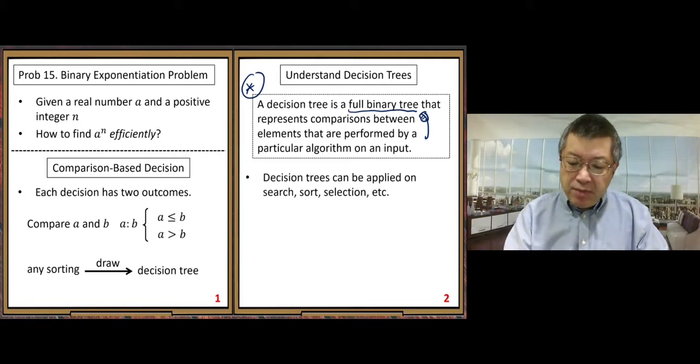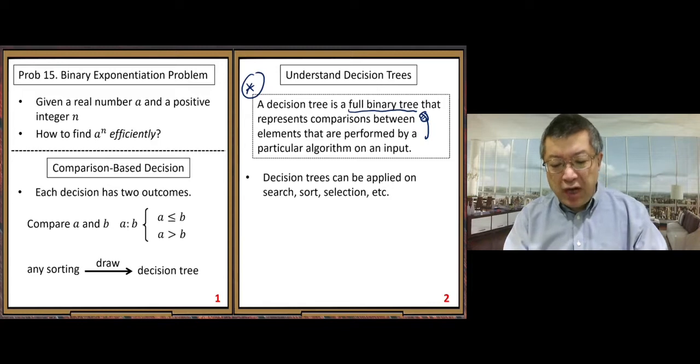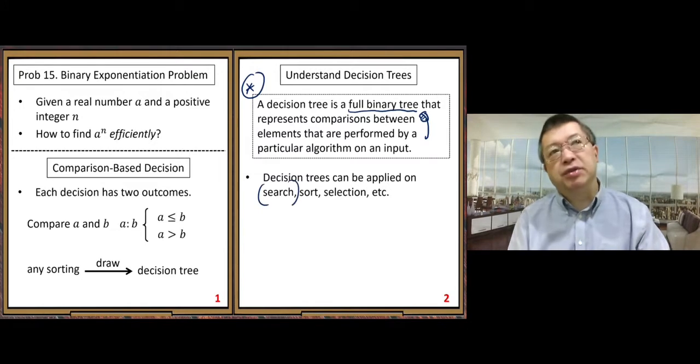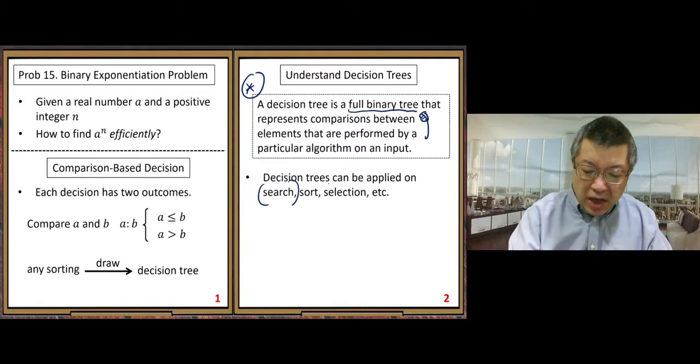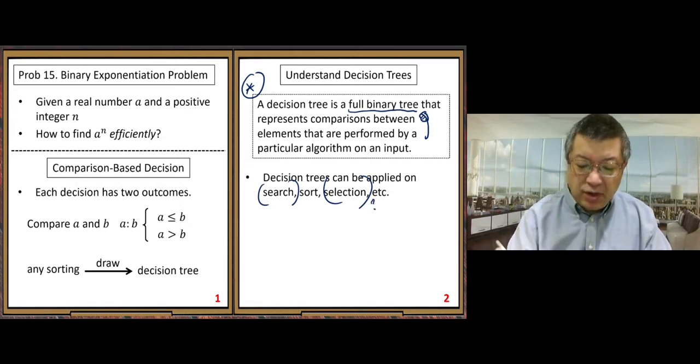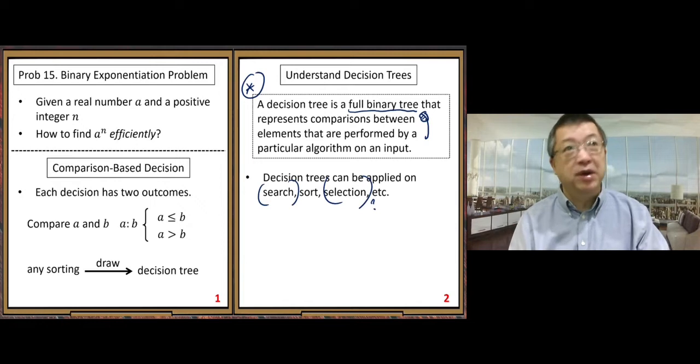Decision trees can be applied on search, sort, selection, etc. But search is very special. When you apply it on search, probably selection too, it could be different. But on sort, we always have two outcomes. So that fits the model well. But for search, definitely sometimes not. But for selection, there is a possibility. So I need to take a look at the selection case.